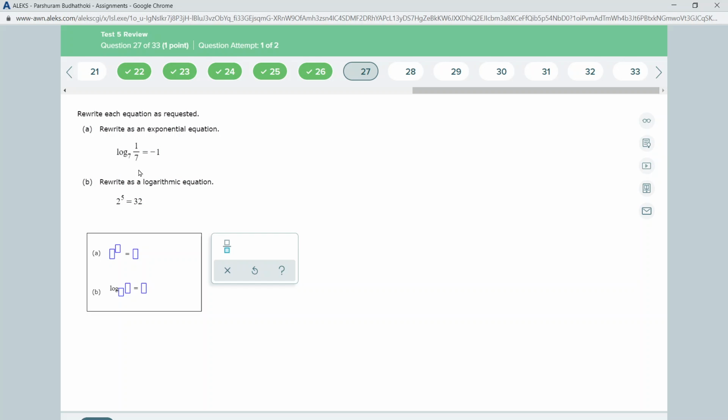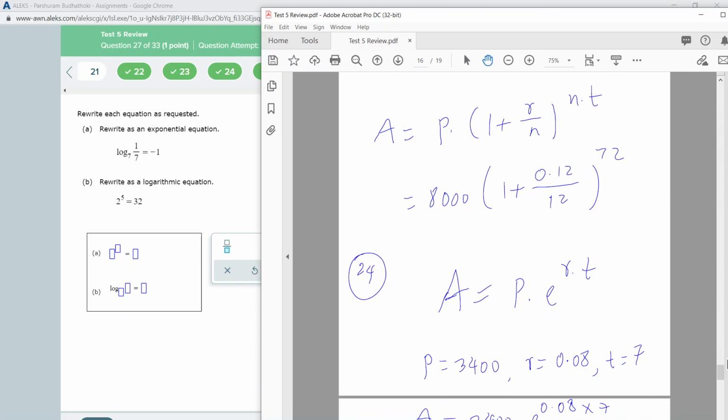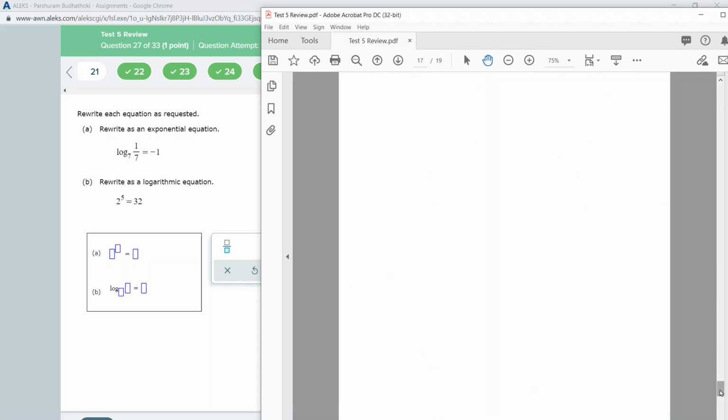Log base 7 of 1 over 7 is equal to -1. Rewrite as an exponential equation. If you want to rewrite a log into exponential, this is problem 27, you have to know this formula: log base a of x equals y, and we can always convert that to the exponential form, which would be a to the power y equals x.